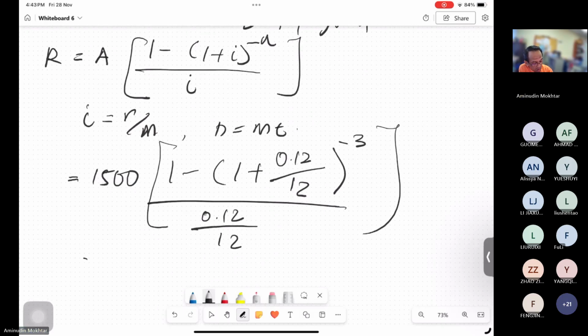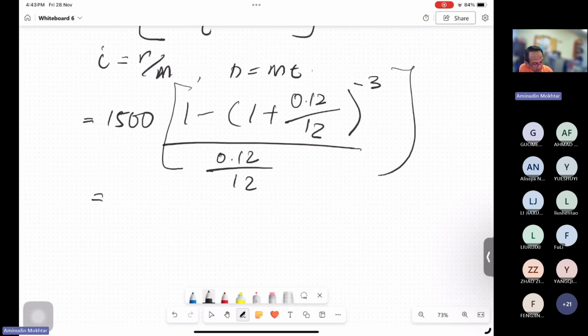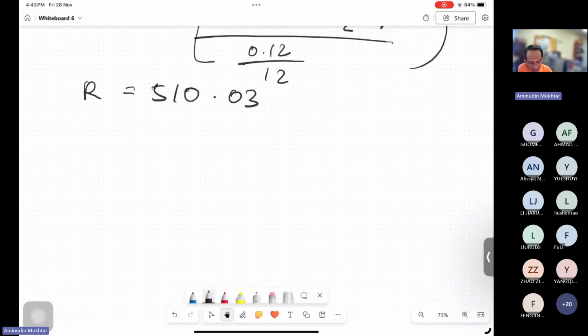Okay, so the answer is that the monthly repayment R equals 510 ringgit and 3 cents. That is the amount of monthly repayment you need to pay back to the bank every month, from the first to the third month. That's the answer for the monthly repayment.